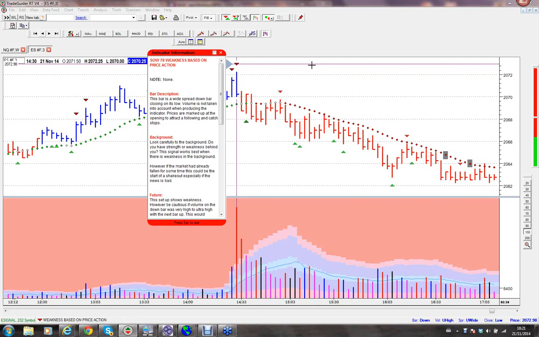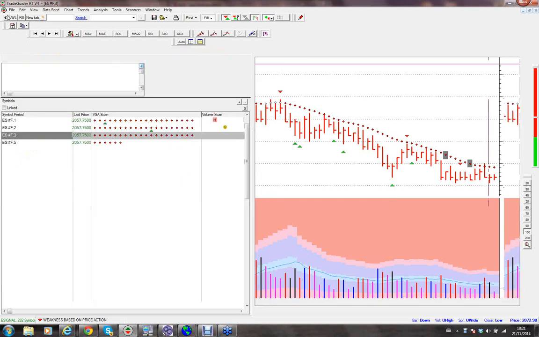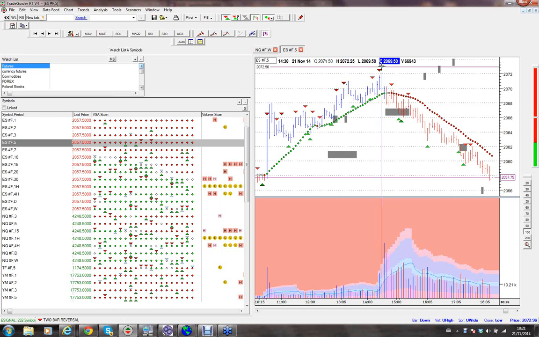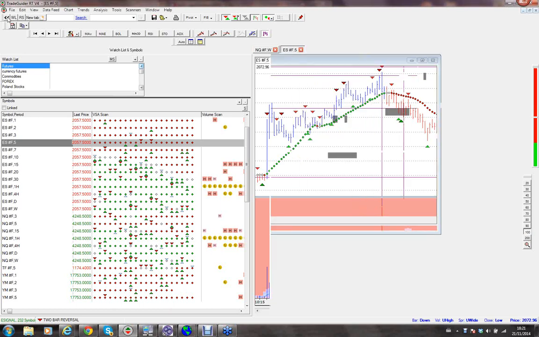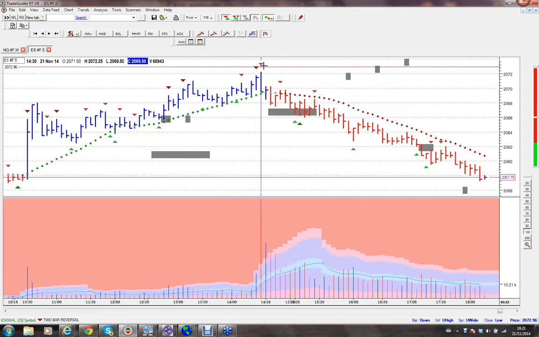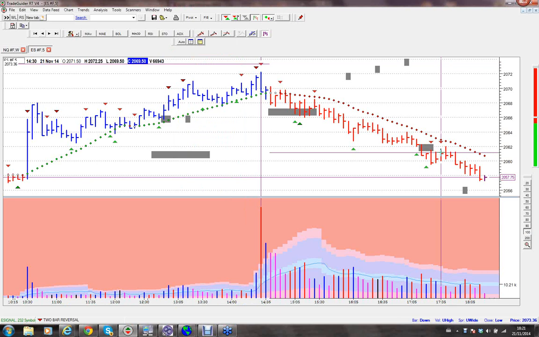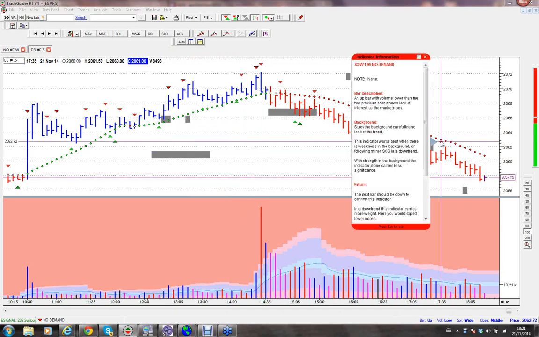You've got weakness based on price action on the 3-minute chart, but the 5-minute chart, which is the one I used in the alert, it's even more obvious. Okay, up here, a 2-bar reversal. Sign of weakness, 126. Now that is a serious sign of weakness. And I said, all you've got to look out for in the alert was no demand bars. Come on, here they are.